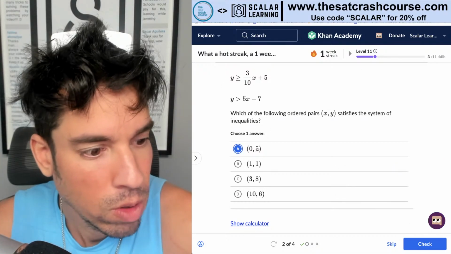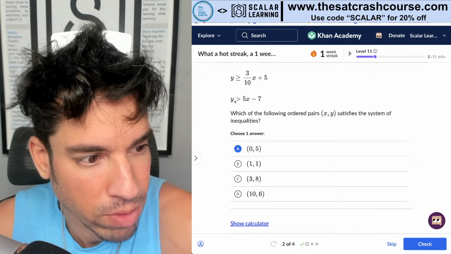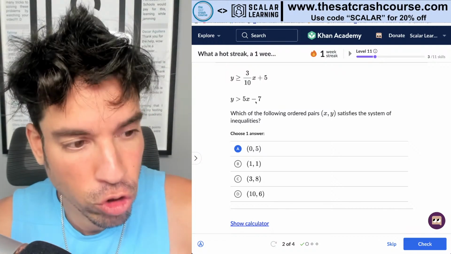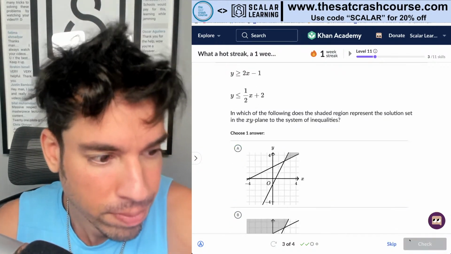So you plug in 0. We get 5 is greater than or equal to 5. That works. Plug in 0 for x, 5 there. 5 is greater than negative 7, which is true. Both of them are true with A. A is the winner. Done.